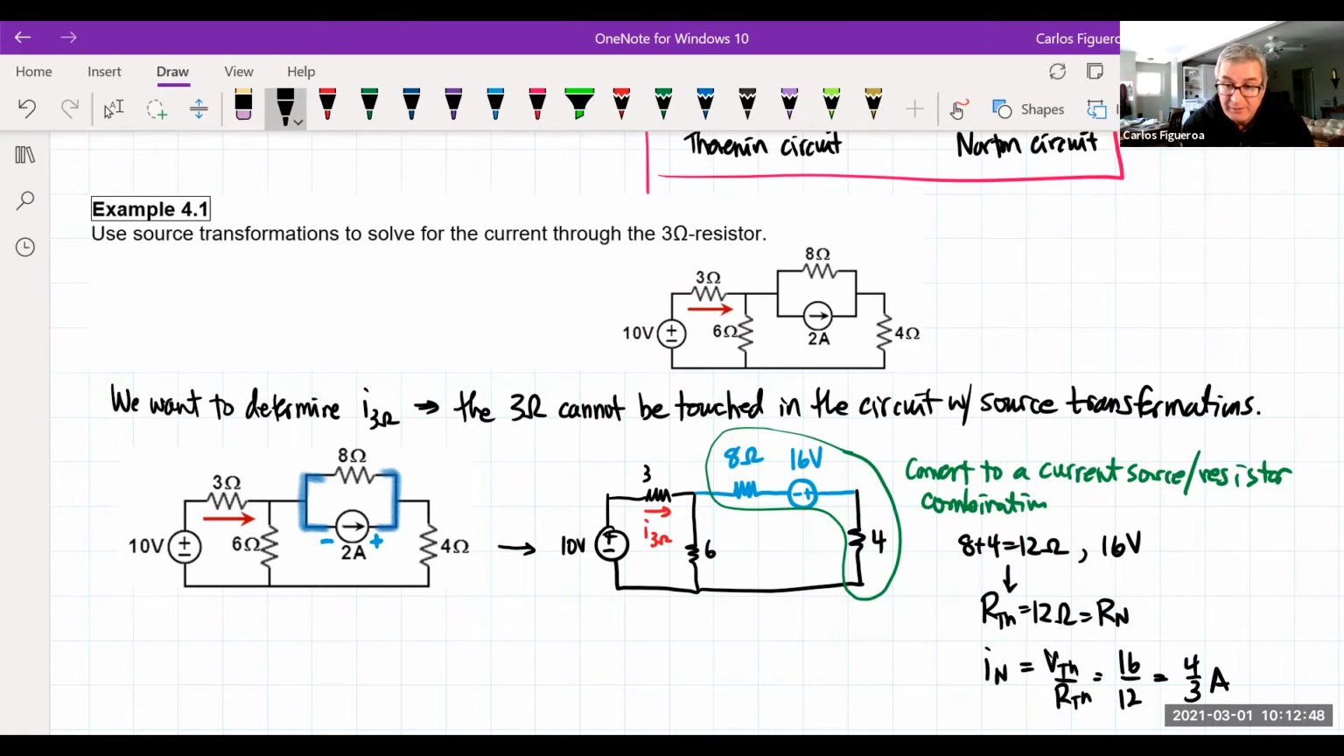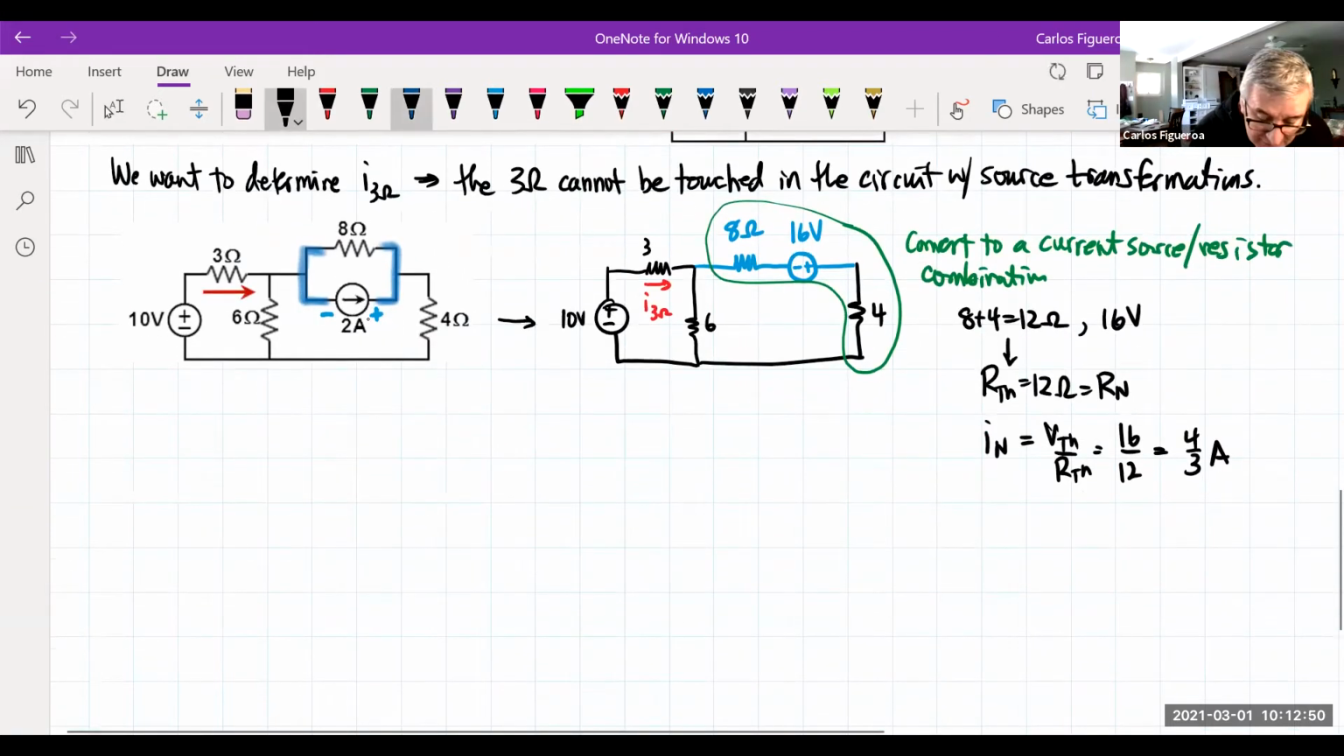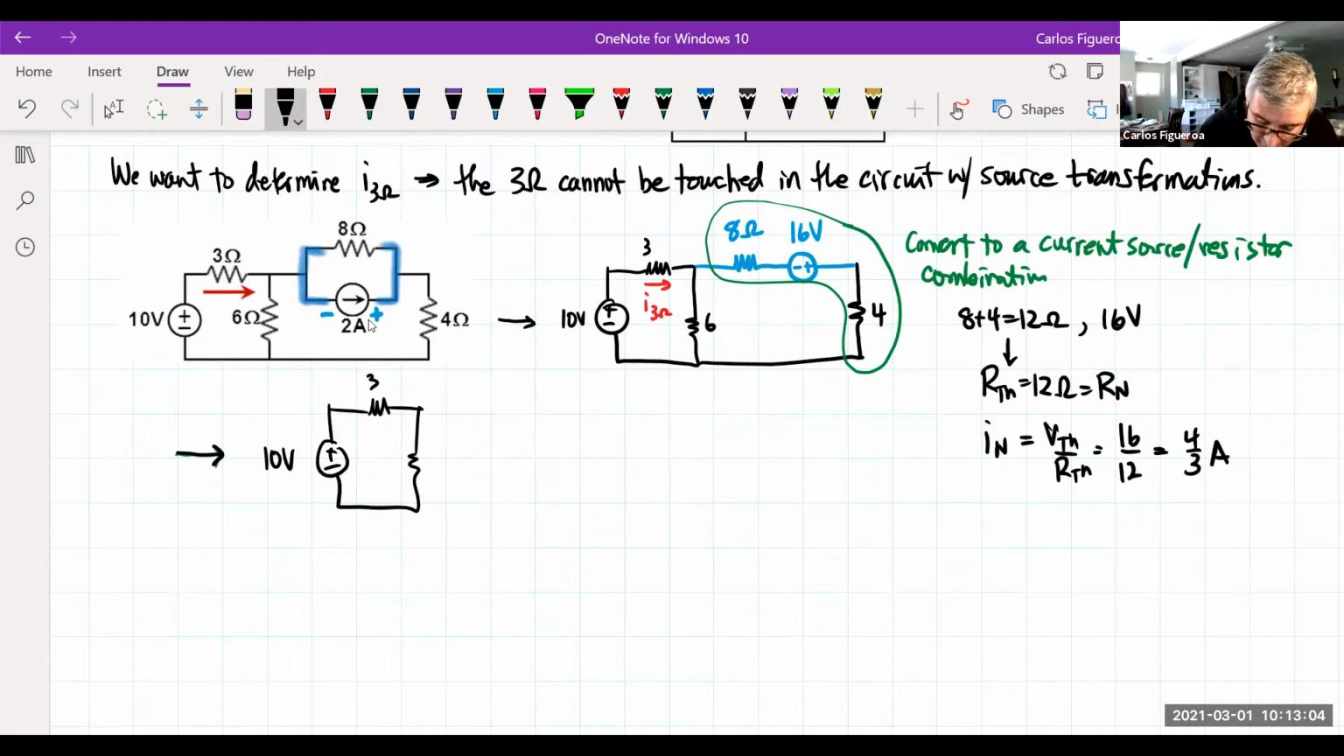So if I do a source transformation here, what does it look like? Well, my source transformation now looks like this here. I have my 10-volt source. Here's my 3. Here's my 6. I know that this is my current right here. So now I'm going to convert that to a resistor in parallel and a current source in parallel. What's my Norton resistance? In this case, it's got to be 12 ohms.